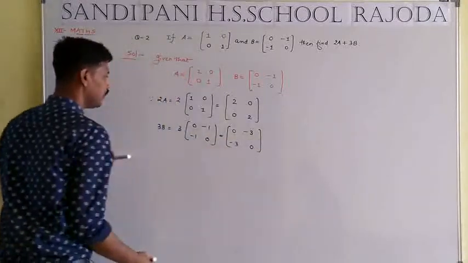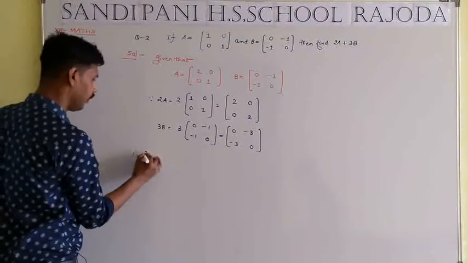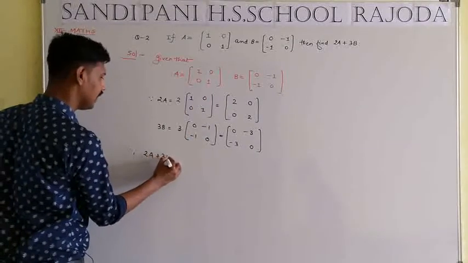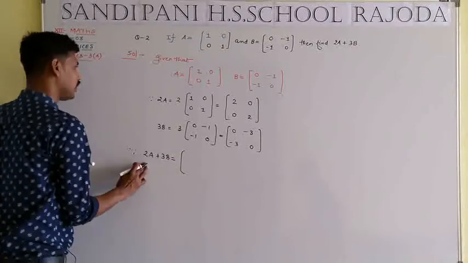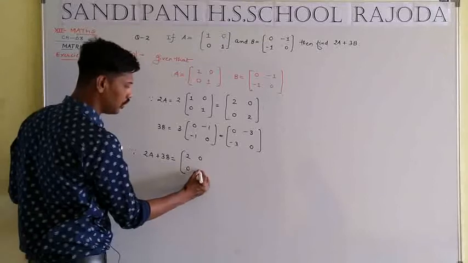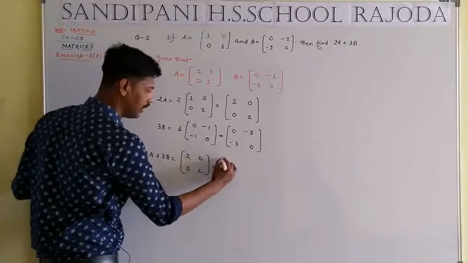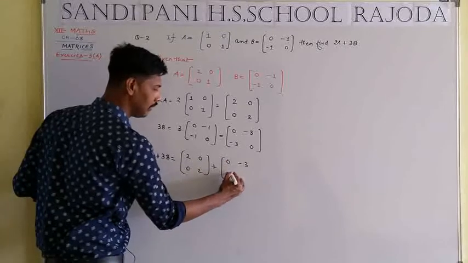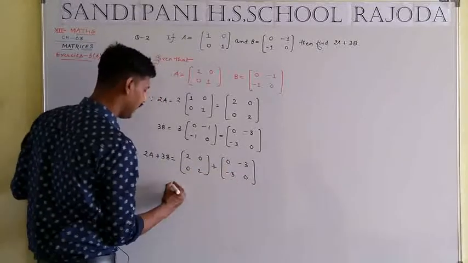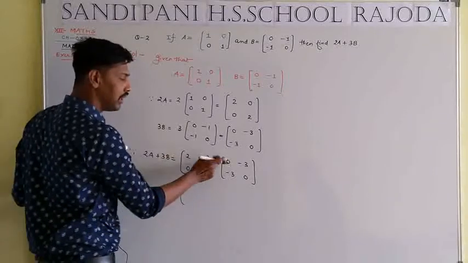So students, according to the condition of the question, we have to find out the value of 2A plus 3B. What is the meaning of 2A? 2A will be equal to 2 0 0 2 and 3B, where is the 3B? 0 minus 3 0. How do we add? The first element will be added with the first element.